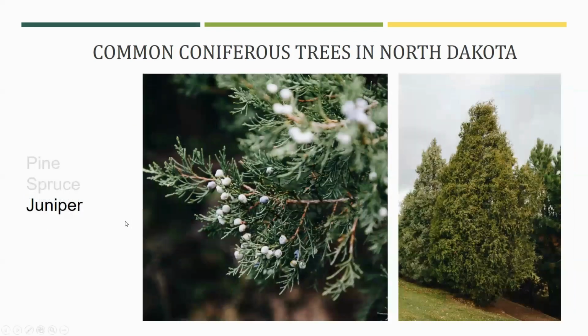And then lastly, we have our juniper species. These have needles. They do maintain them throughout the year. They are called scaly as opposed to regular needles. You can see they're kind of scaly, look almost reptilian, with their little scales. And then the cone structure for our juniper trees are actually these little berry-like structures. And so you'll see these very commonly out in the western part of the state over by the Badlands.